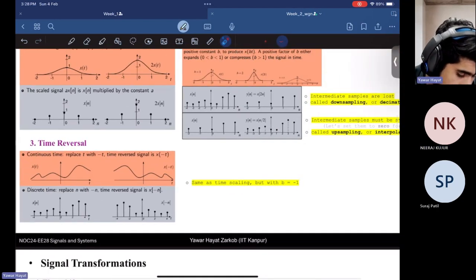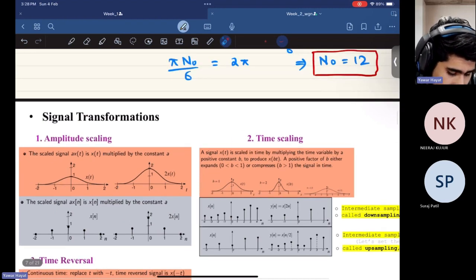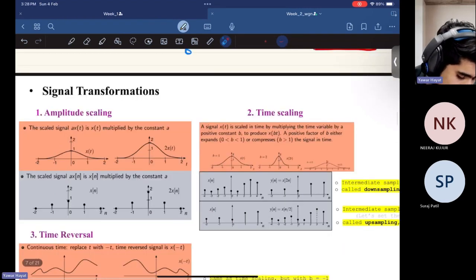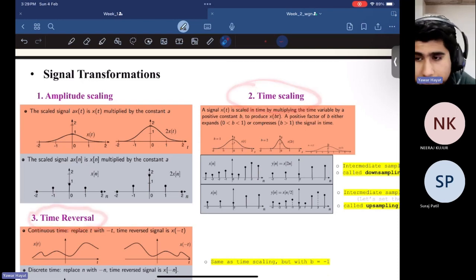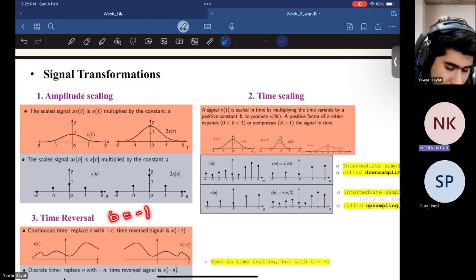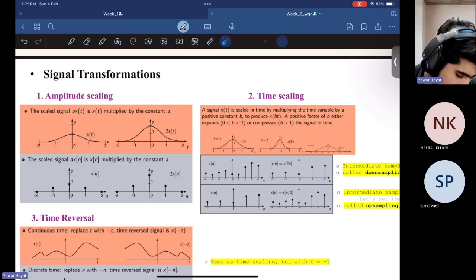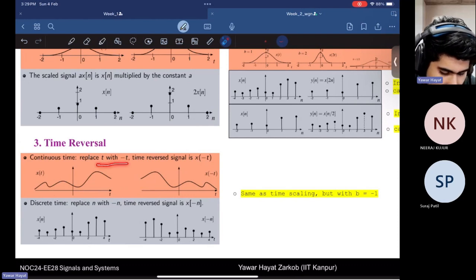Fine. So then comes time reversal, which is actually a special case of time scaling, right? Why is it a special case? Here the multiplying factor b is minus 1, right? So when we replace t by minus t, we get a time reversed signal.